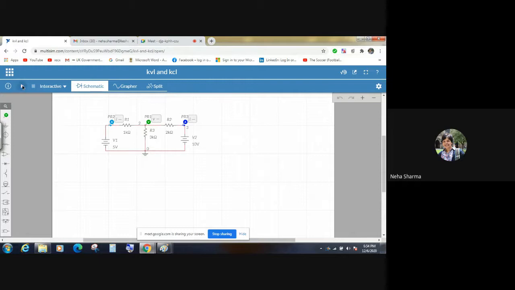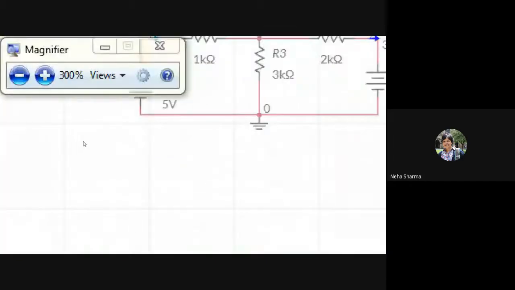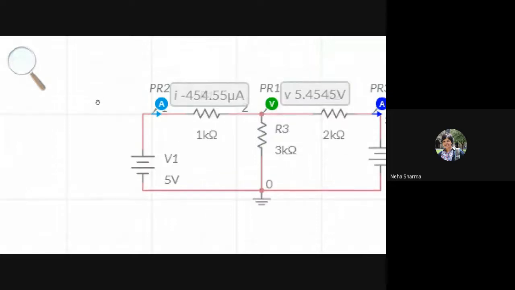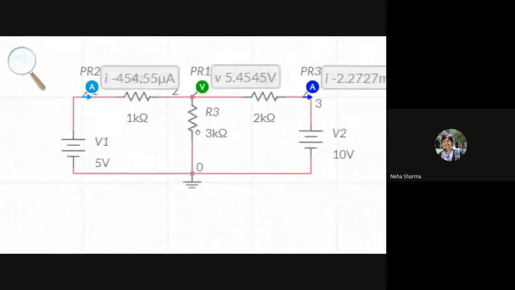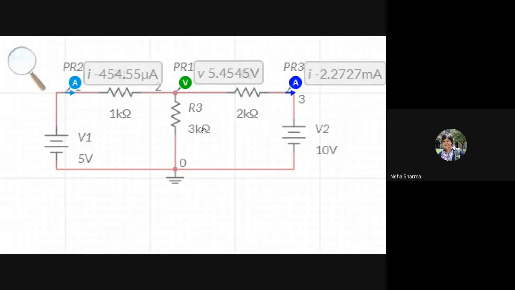I just run it, and I'm enlarging the window and zooming in so that you can see it. Now you can see that I1 is negative, here it gives 454.55 microamps. If I convert it to milliamperes, it becomes 0.45 milliamps, which we got. Likewise, V you are getting as 5.45, the same result. And I2, I'm getting negative 2.27, because the direction of the current is opposite to the one we have chosen.